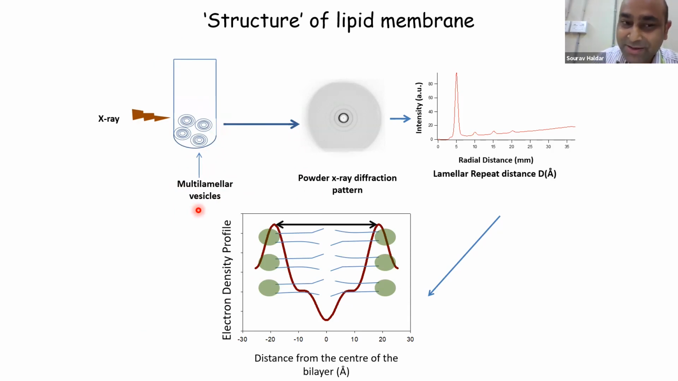Let's get into that later. You don't have to do anything. You just throw some lipid in water and they will form a milky appearance, which is nothing but a multilamellar vesicle. You take this multilamellar vesicle and shine X-rays of appropriate wavelength. What we end up with is the diffraction pattern, which is nothing but concentric spheres like this, and this is called the powder X-ray diffraction pattern, because there is no particular orientation of these multilamellar vesicles. You get these concentric spheres.